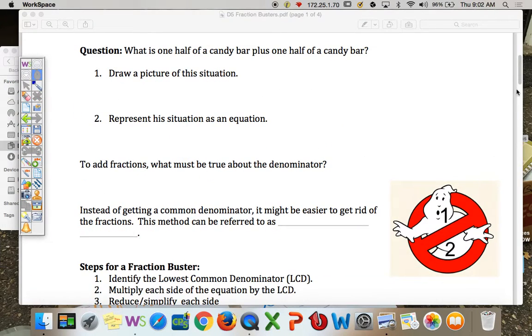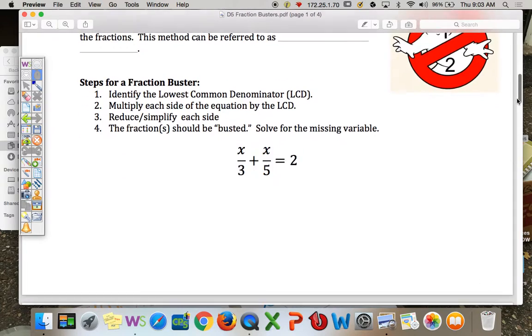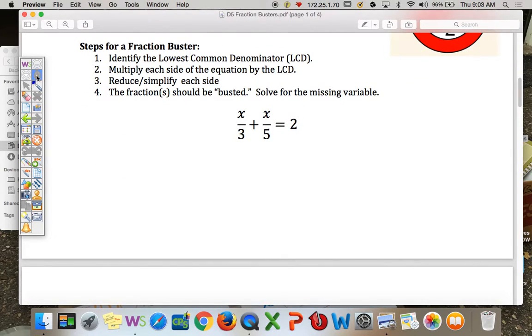So here are the steps for a fraction buster. And so you see this Ghostbusters thing with this x over the fraction. So the steps are identify the lowest common denominator. In other words, what number do both of the bottom numbers go into? Multiply each side of the equation by that lowest common denominator, reduce or simplify each side, and then the fraction should be busted. Solve for the missing variable. So we're going to use these steps, and we're going to solve for this first guy right here.